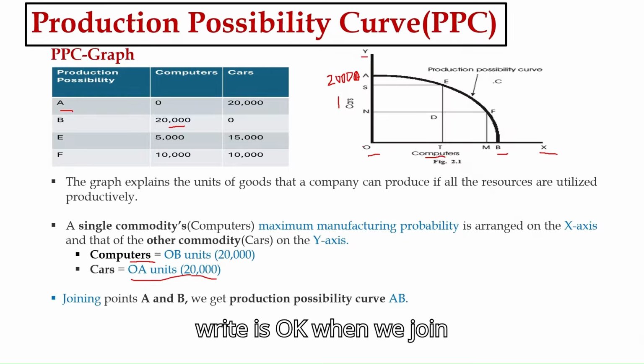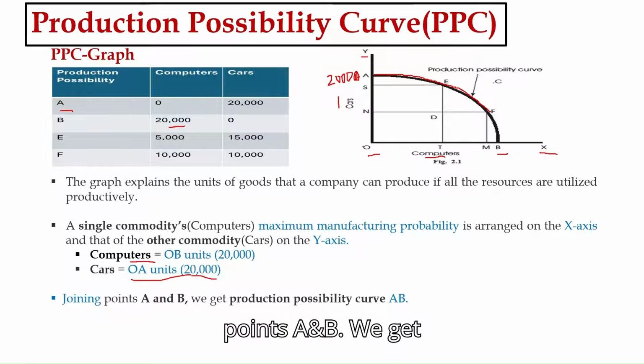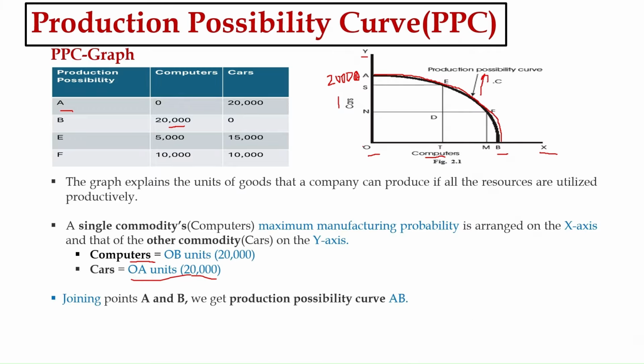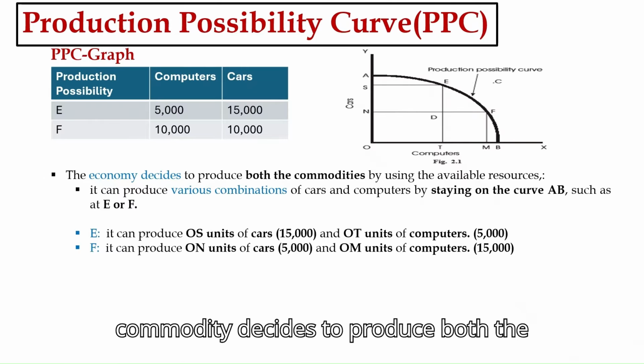When we join the points, I just told you, joining the points A and B, we get a curve, and this curve is called the production possibility curve, which is AB. Further explaining this graph, the economy decides to produce both the commodities.